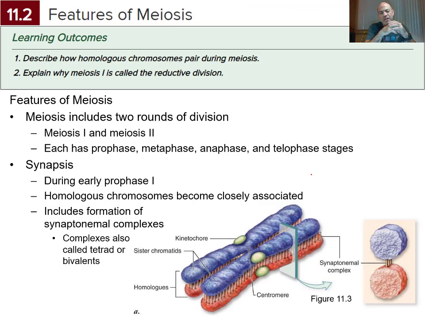We'll go ahead and move on to the next section. This is relatively short, and we're going to look at the features of meiosis, some of the big ideas in meiosis. Then we'll go into the next section, where we'll go into the details. So your learning outcomes here are going to be to describe how homologous chromosomes pair up during meiosis. This is a key feature here, the pairing of homologs.